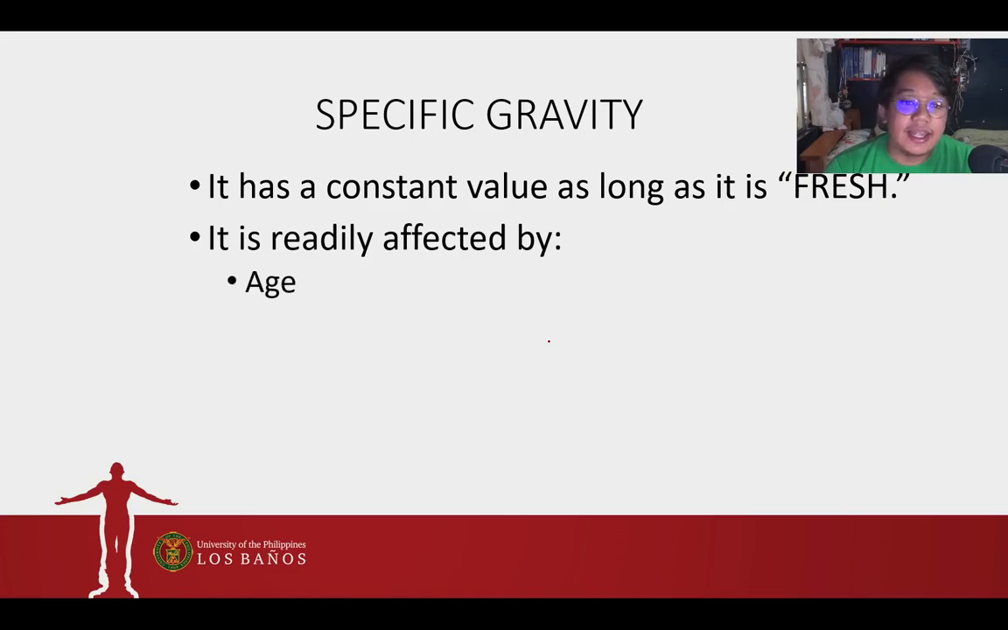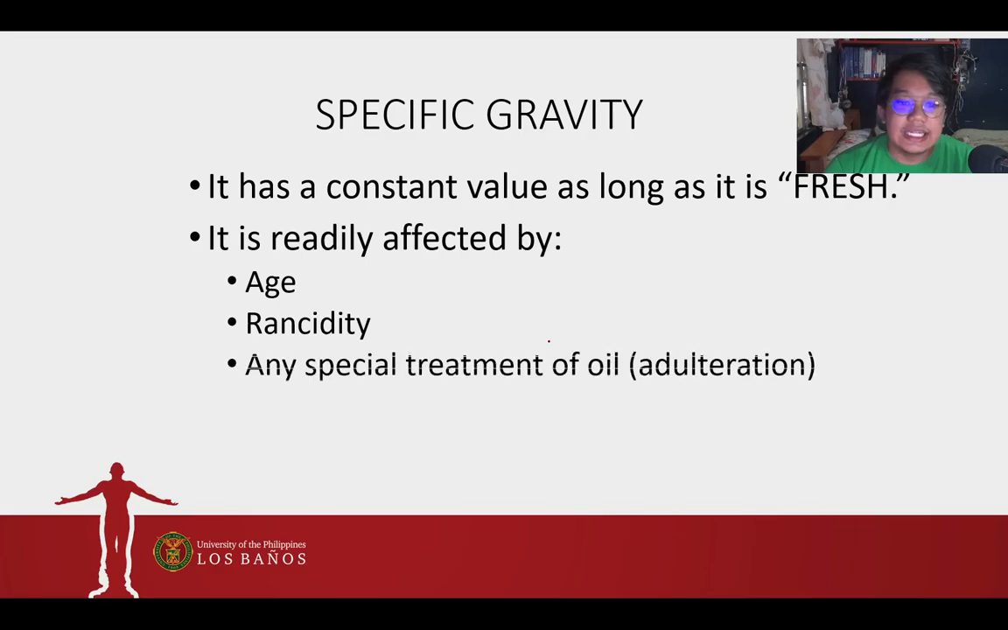Meaning to say, it can be readily affected by the following factors. So, we have age, rancidity, and any special treatment of oil. Pwede magkaroon ng adulteration. Itong adulteration ay na-encounter nyo na sa exercise 1 dun sa ating chemical microscopy. So, what do we mean by this? Yung specific gravity na pwede nating makuha may be different from what we expect.